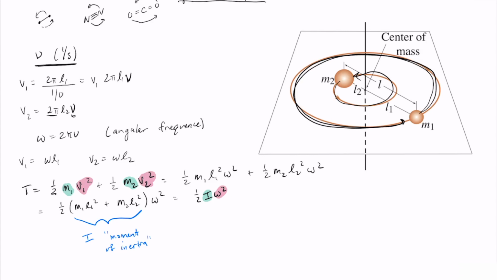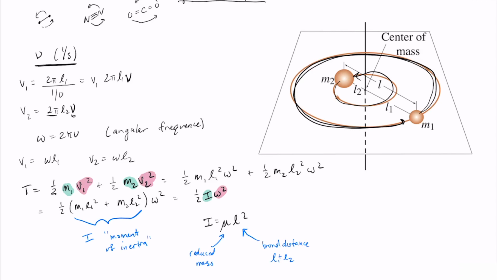Okay, and the final thing that helps simplify this, it turns out for this system, the moment of inertia here can be written as mu L squared, where mu is the normal reduced mass that we're used to, the same one we saw with the harmonic oscillator problem, and L is the total bond distance, which is the sum of L1 and L2.